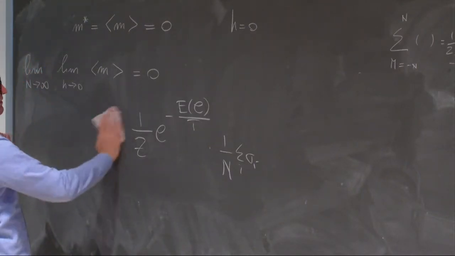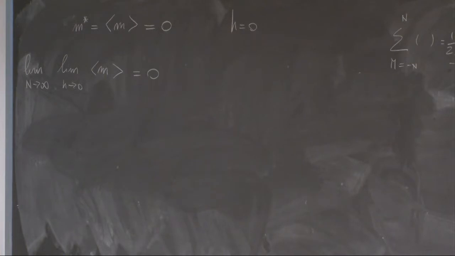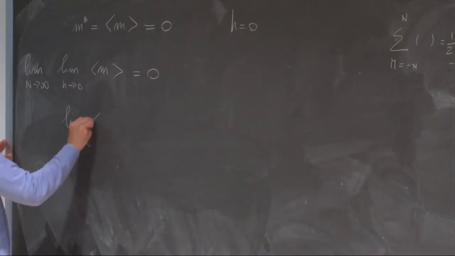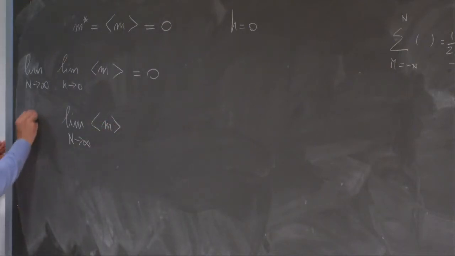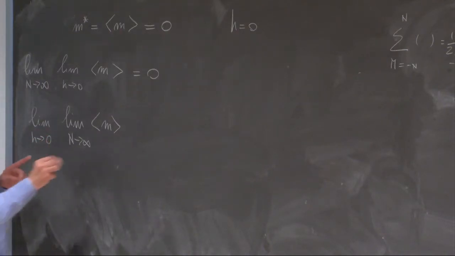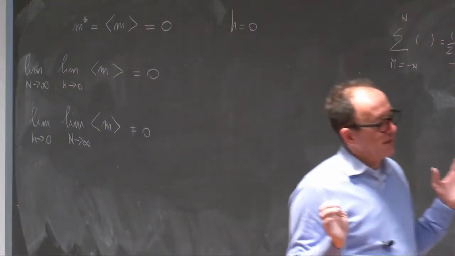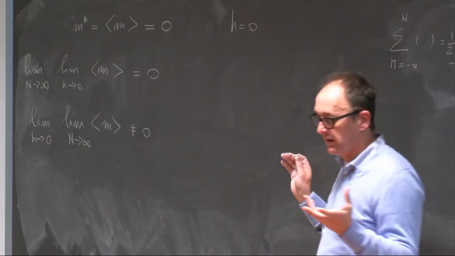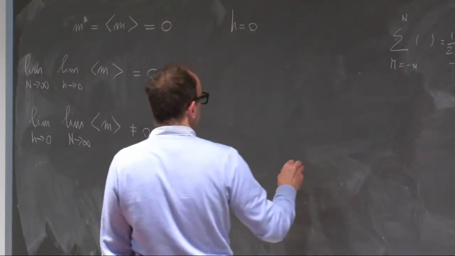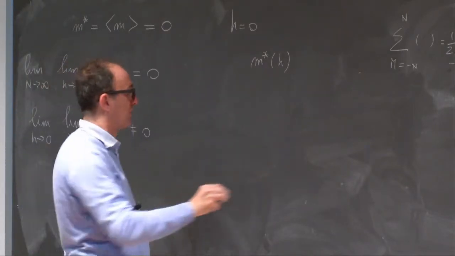Now, however, what happens is that if you take the limit in the opposite order, things might be different, okay? So if you first take the limit as n goes to infinity of the average magnetization, and then take the limit as h goes to 0, then this may be different from 0, okay? So let's see why, okay? When you take the limit n going to infinity, we have seen that the magnetization just becomes a constant, which is m star, okay? So we have just to study m star as a function of h, okay? And m star is the solution of that equation there.